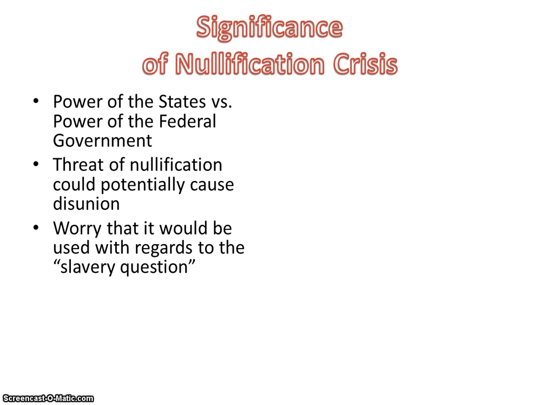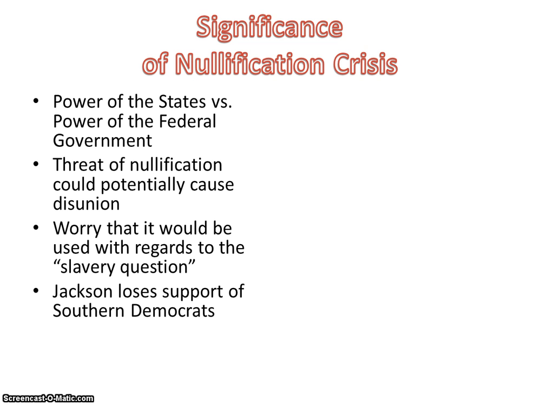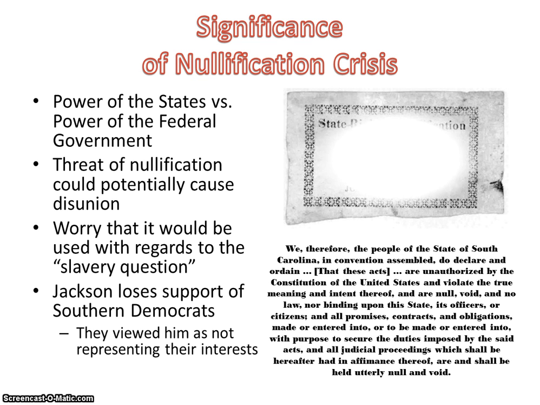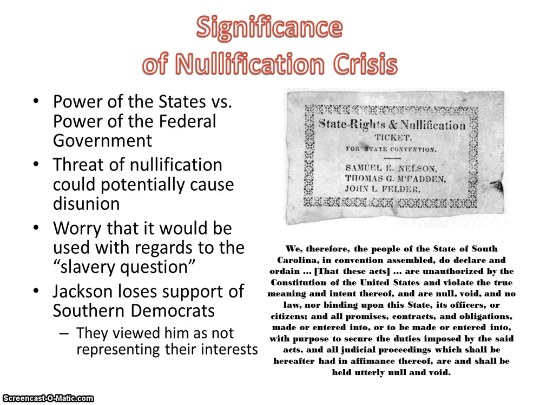There was worry that it would be used with regards to the slavery question, that the federal government would march in to enforce their views on slavery. And Jackson actually loses the support of Southern Democrats at this point, which is kind of a death blow to his presidency. They viewed him as not representing their interest, even though he claimed to be a representative of the common man.